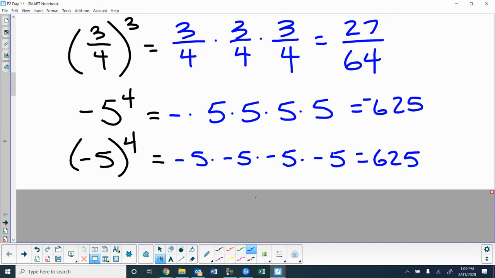An even number of negative signs is positive, right? You guys see the difference between the two? Understand the difference between the two? Okay, and again, you'll probably put it in your calculator. Just make sure you put it in your calculator correctly, right?